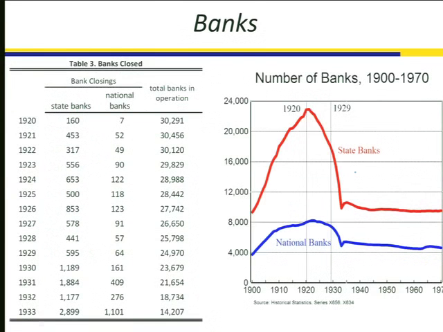Same information. There's the graph again. Table, I've got to put my glasses on to see what it is. Table 3 shows you the number of banks that close and the number of banks in operation. Notice that by 1933 we're at 14,000 banks in operation. We started at over 30,000 banks. So we have half as many banks by 1933 as we had at the peak in 1920.